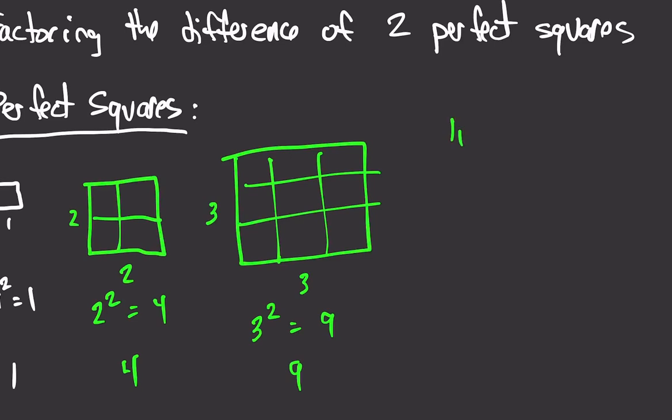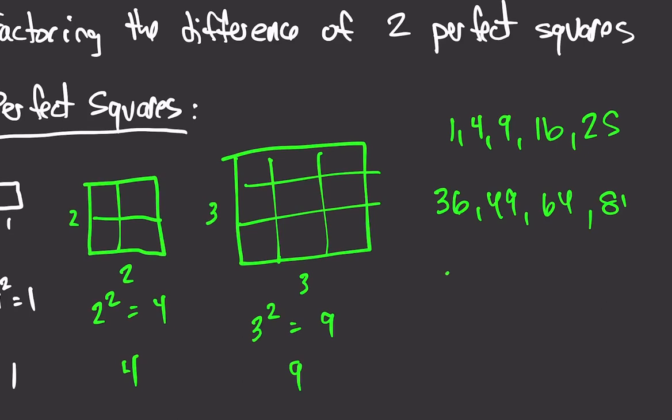So numbers that are perfect squares would be 1, 4, 9, 16, 25, 36, 49, 64, 81, 100, 121, which is 11 squared, and 144. Beyond that, you really would want to be using a calculator, but up until this point, I would recommend that you know those perfect squares.